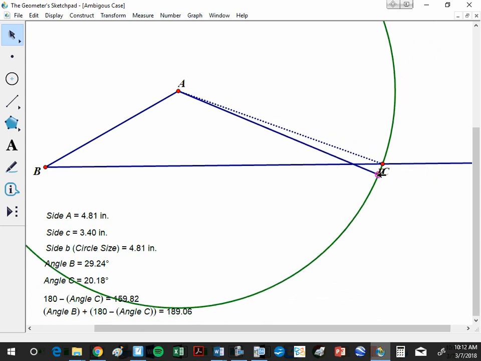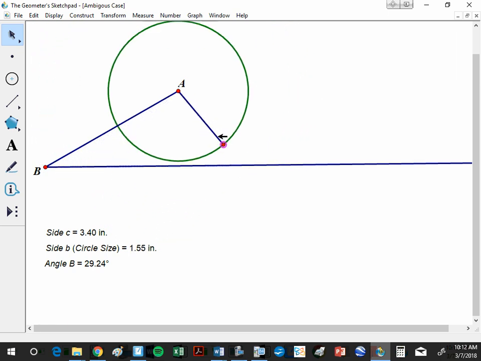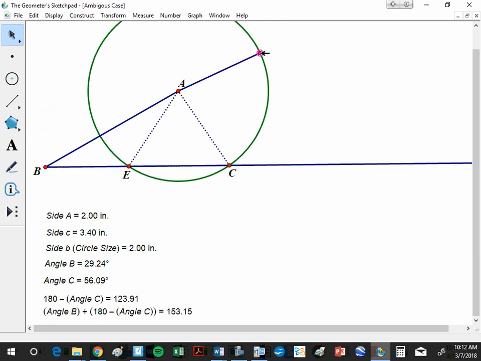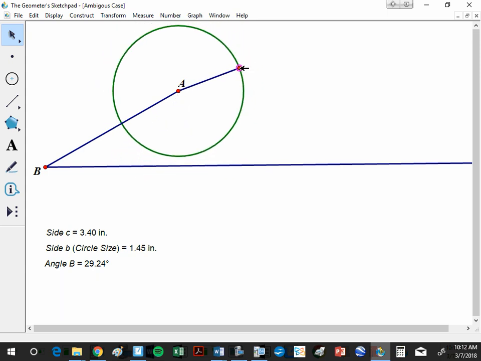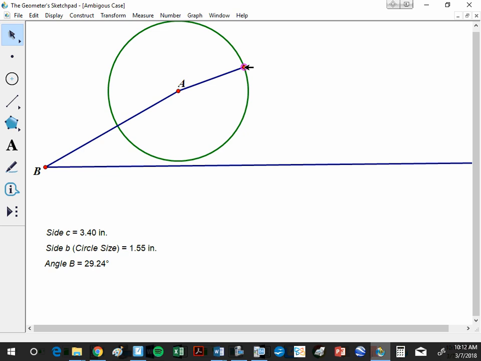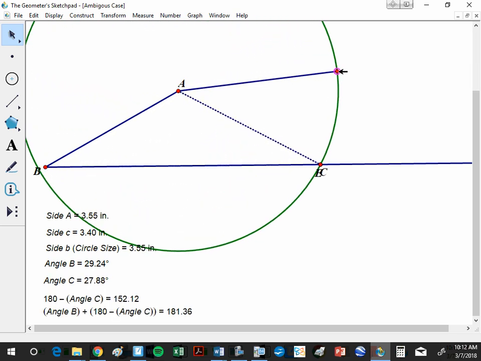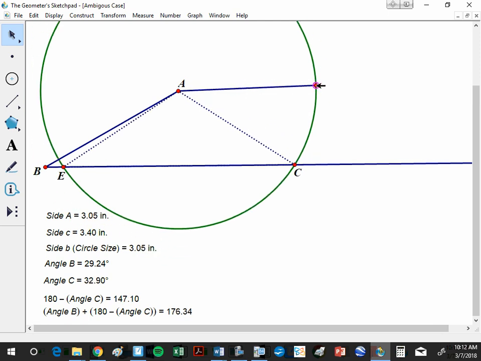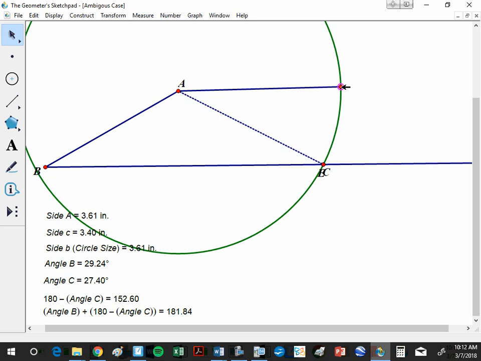But as I shrink it down, now I have two triangles. See that? The circle hits twice, and then eventually it misses. So that's 0 triangles, 2 triangles, and then 1 triangle. How do I know when there is only 1 triangle? Okay, so don't use it. If the second side is bigger than the first side.